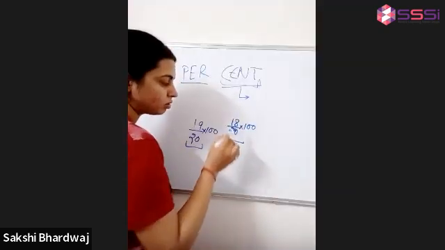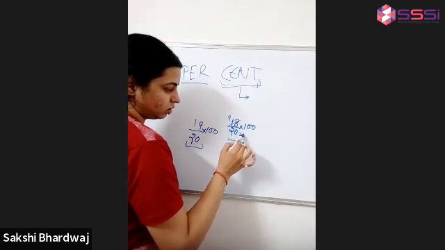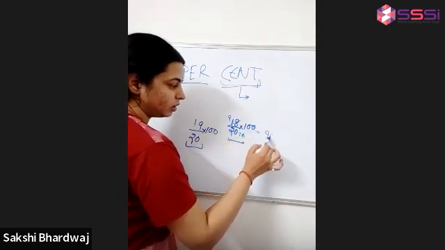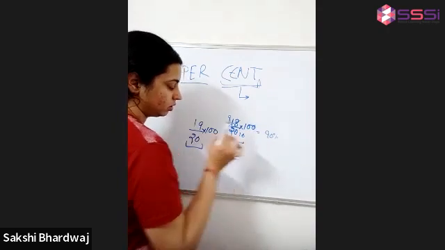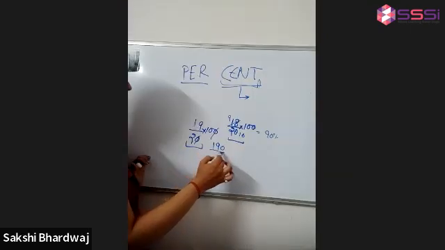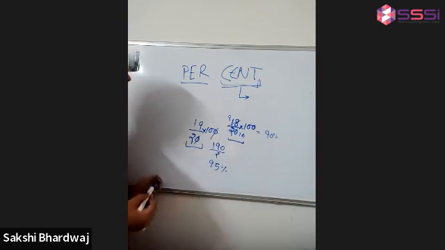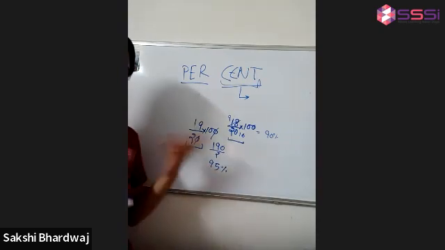For science, it will be 90%. Yes, 90%. And for ICT, for computers, it will be 95%. It is 190 divided by 2, yes, 95%. Okay, this is how we convert a fraction into a percentage.